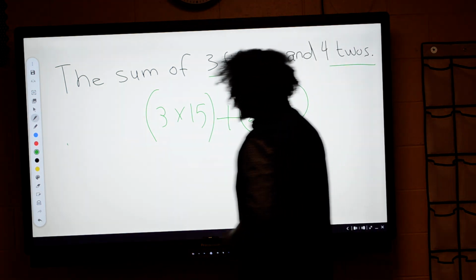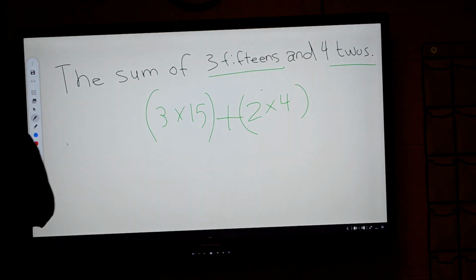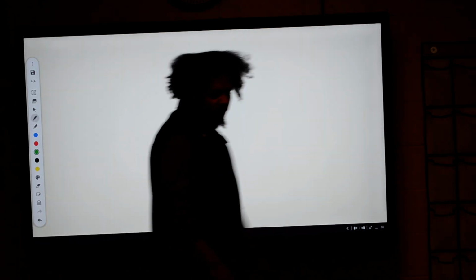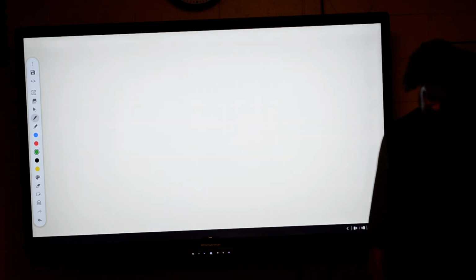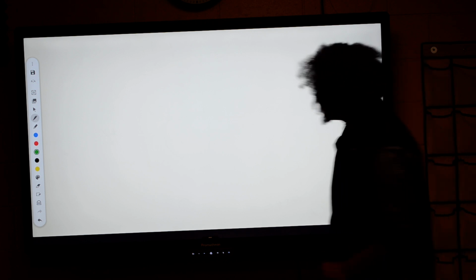Let's go to number 2. Let me help you with number 2. So number 2 has an A, B, C, and a D, and there's a table there. It has expressions, words, and the value of the expression. So I'll show you how to do this. I have to draw the table on the board as you see it in the book.